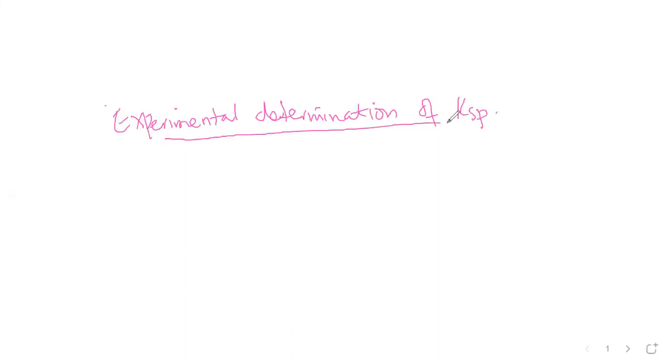Having looked at conditions under which solubility product holds, equations for solubility of sparingly soluble salts and expressions for solubility product constant, let us see how we can determine solubility product experimentally. So that is experimental determination of solubility product, Ksp.